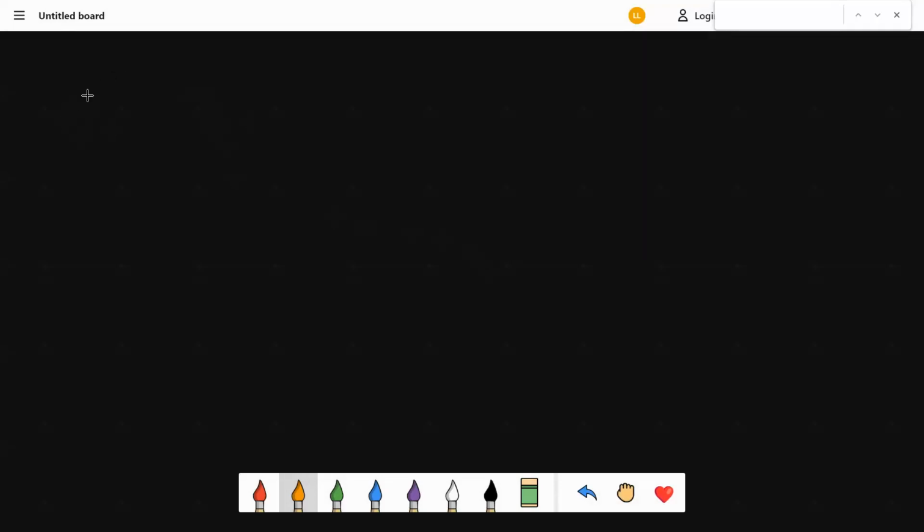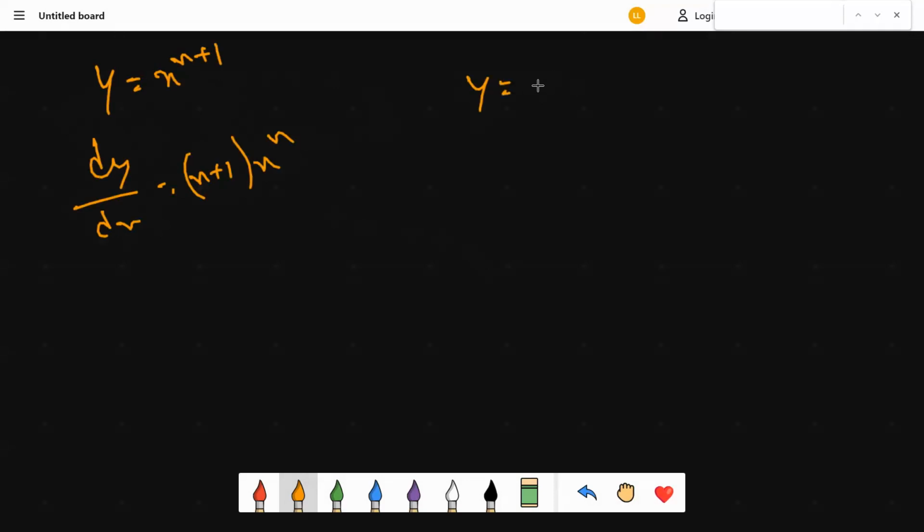Let's do another part, which is y equals x to the power n plus 1. Differentiating this, we get a result of what? n plus 1 x to the power n, isn't it? Now let's take another function, y equals x to the power n plus 1, with a constant added to it, which is 100. Differentiate this. What should we get? Try it by yourself. Pause the video and try it by yourself.